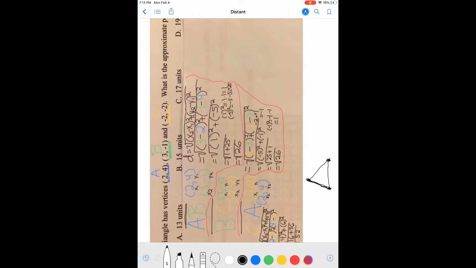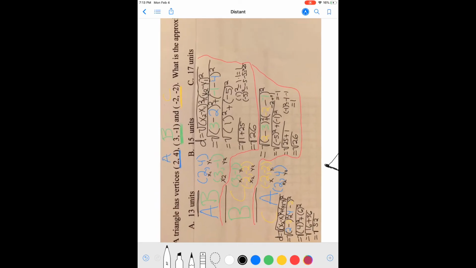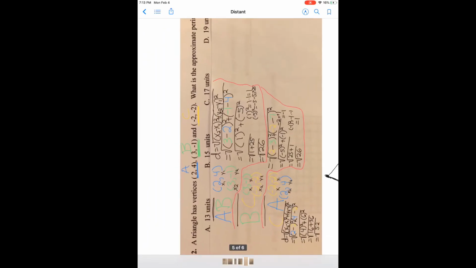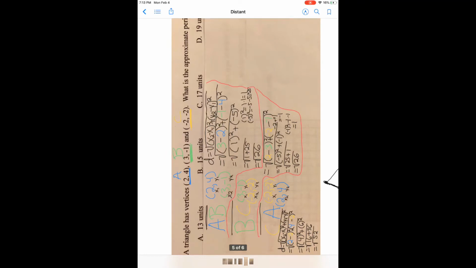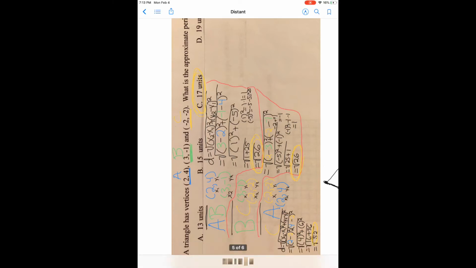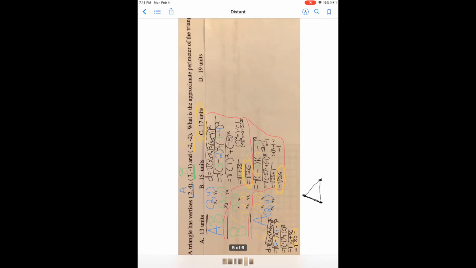So all of that work was to ask, what is the approximate perimeter of the triangle? So we're going to add the square root of 26 to the square root of 26 to the square root of 52, and you should get approximately 17 units. So pause the video if you need to and look over these notes.